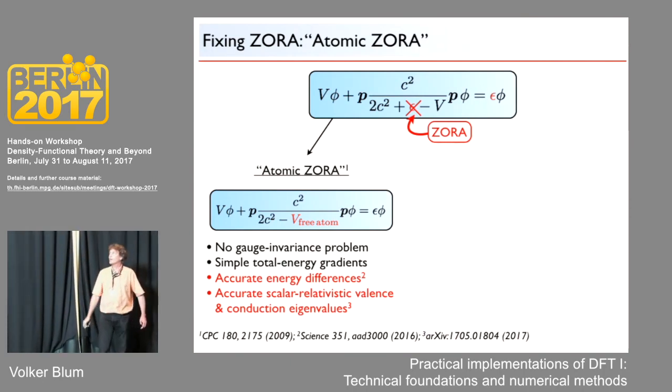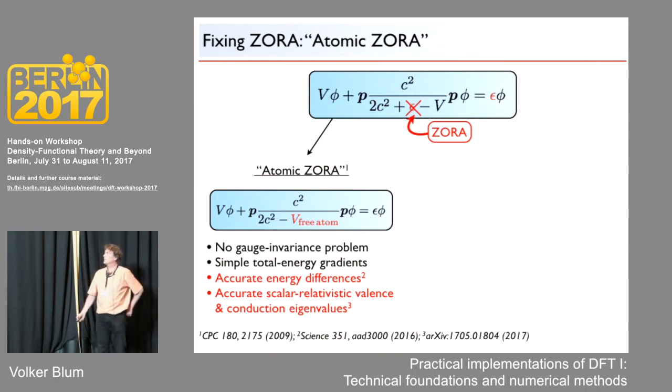And it also gives accurate scalar relativistic valence and conduction band energies. We tested this. And this is basically because the E that we left away over here really is small compared to the speed of light. So the core levels from this method themselves will not be reliable, but the valence levels are.